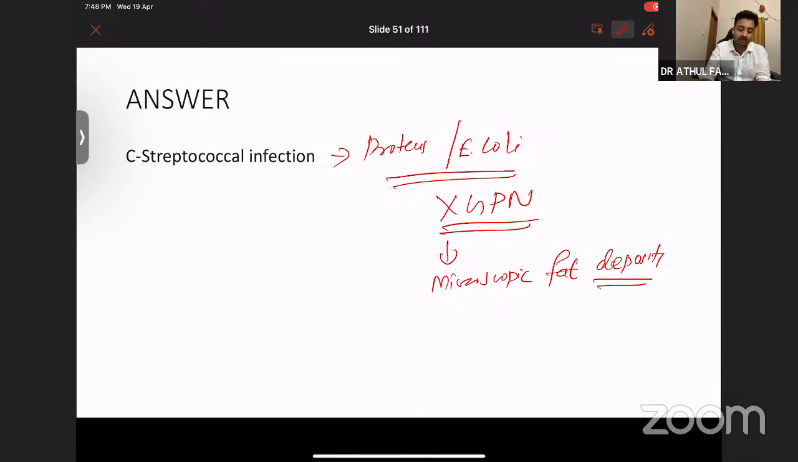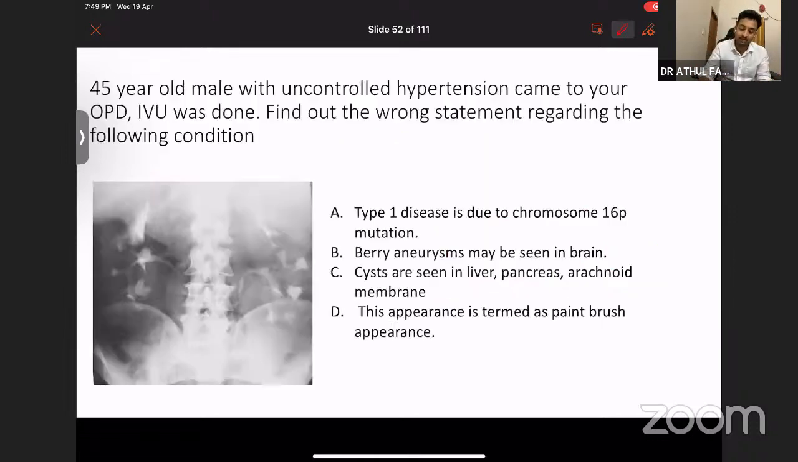So the concept will be very clear. It is not the streptococcal infection. It is either Proteus mirabilis or E. coli infection that is the most common cause of xanthogranulomatous pyelonephritis. I hope it is clear. That is why it is wrong.